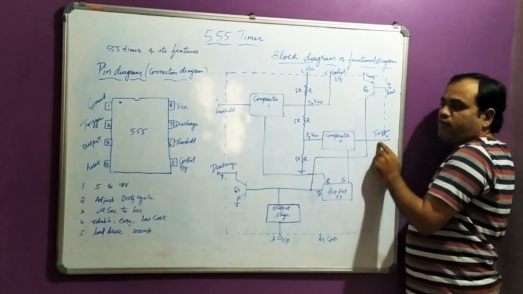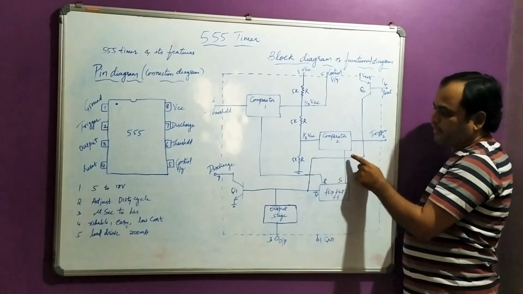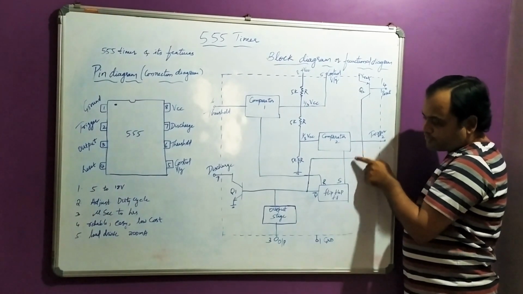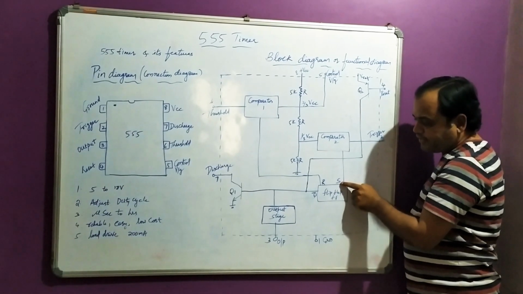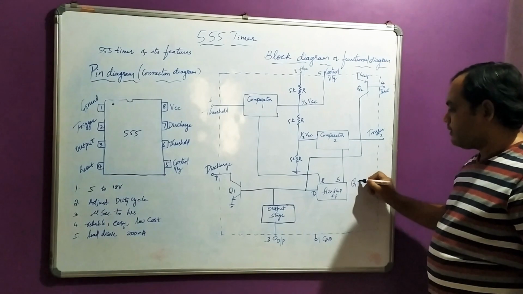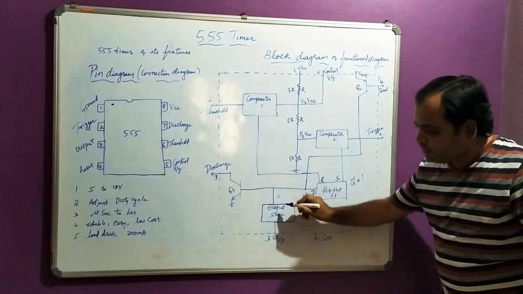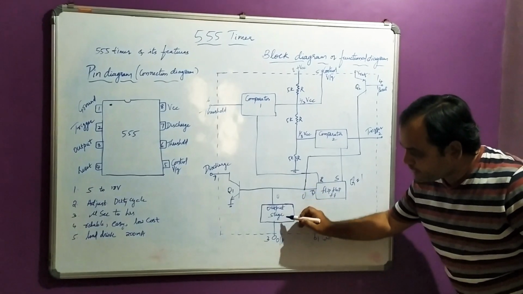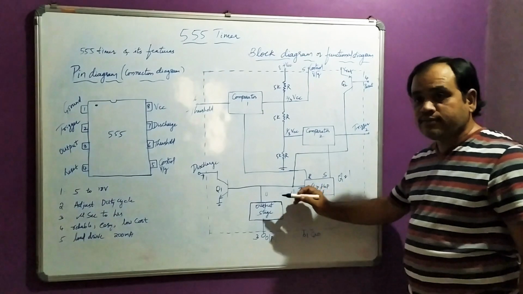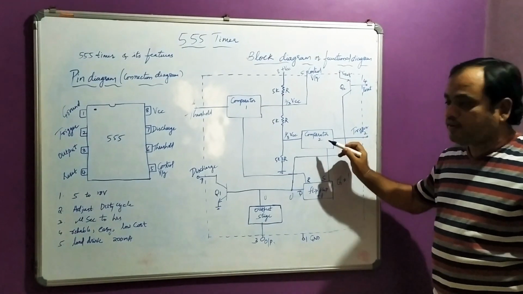As soon as the triggering voltage becomes 1/3 VCC, comparator 2 goes high. Comparator 2, which is an operational amplifier, goes high and is connected to S. So S is 1, Q becomes 1, and Q bar becomes 0. As soon as Q bar is 0, since it goes through an inverter, the output becomes high. So this is the concept when you apply the trigger to comparator 2.